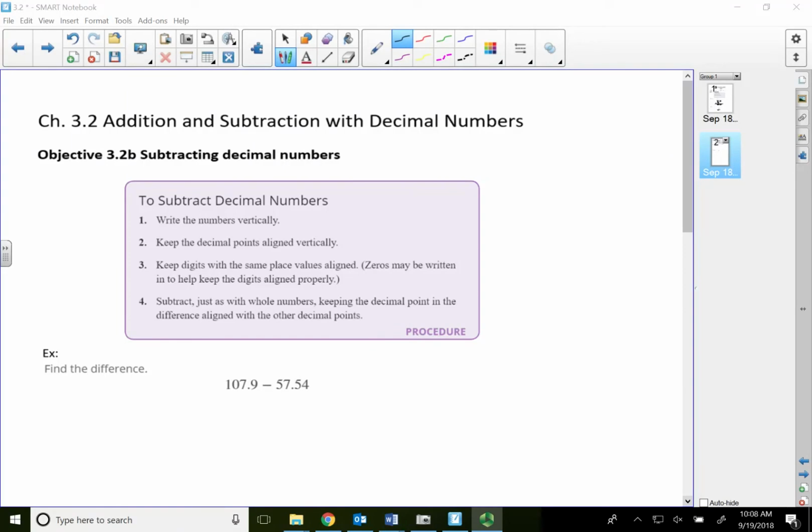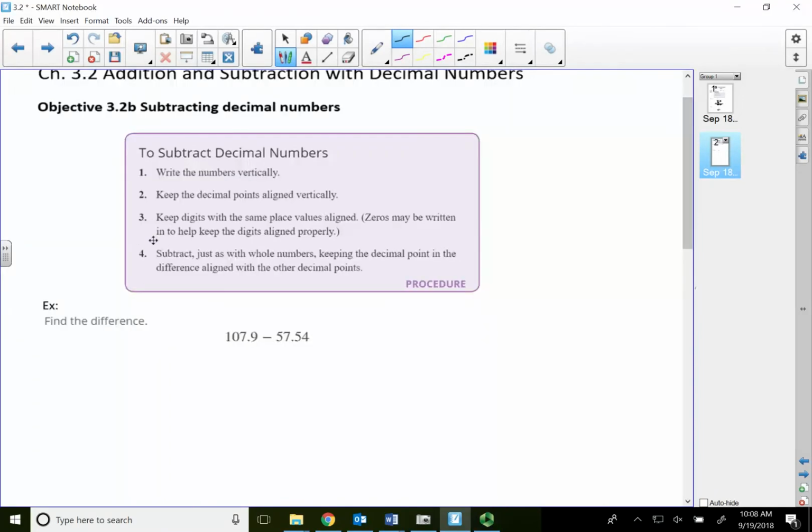So we can write subtraction of decimal numbers vertically, keeping the decimal points aligned vertically as well. Again, subtraction, just like addition of decimals, we've got to make sure we align our digits by the place values. Zero may be written in to help keep the digits aligned properly.